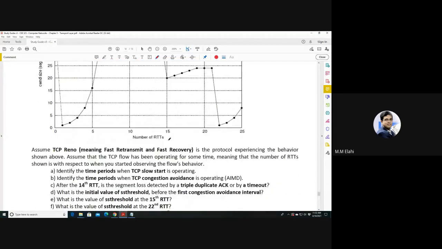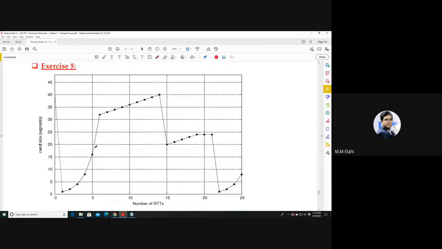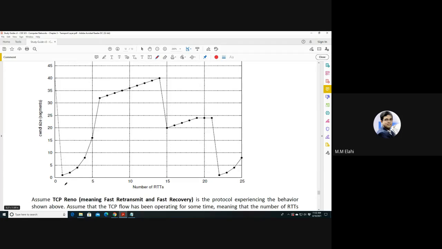Just a small example here. This is a scenario where all the points are given. These points are actually the number of RTTs. So this is time on the x-axis, and on the y-axis, this is the rate. C window means the rate. So you can see at time 1, that means 1 RTT, the rate is what?